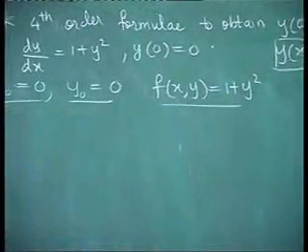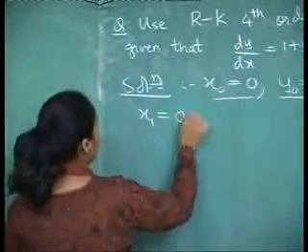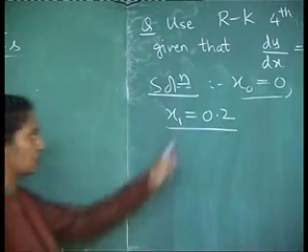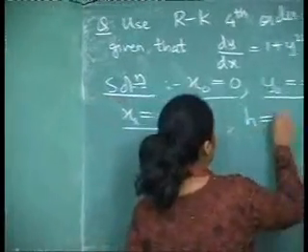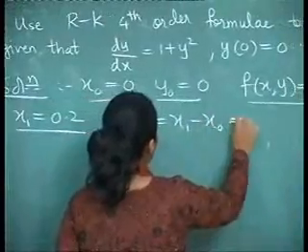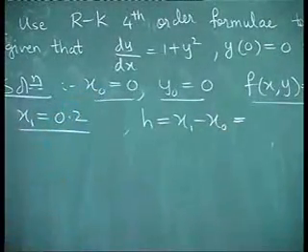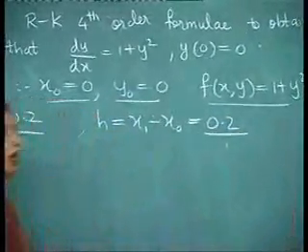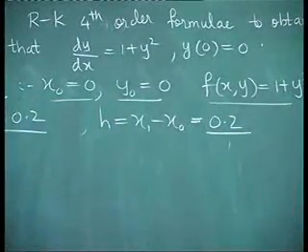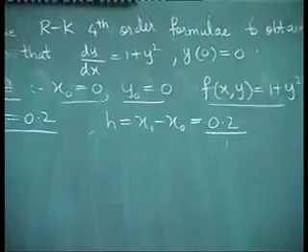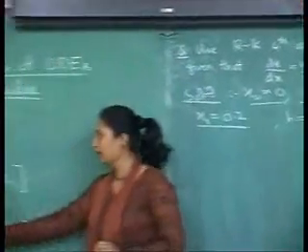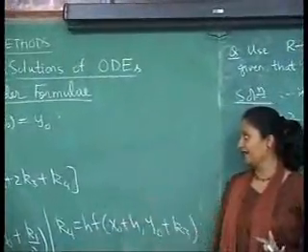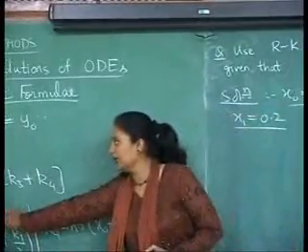Also we are interested in the value of the function at 0.2. We want to find out the value of the function at 0.2. h is x1 minus x0, the difference, 0.2. Now all one has to do is to find out K1, K2, K3, K4 first. So look at the formula that are written on the board. Take a look at the formula, copy it down if you need to, and let's start with K1.